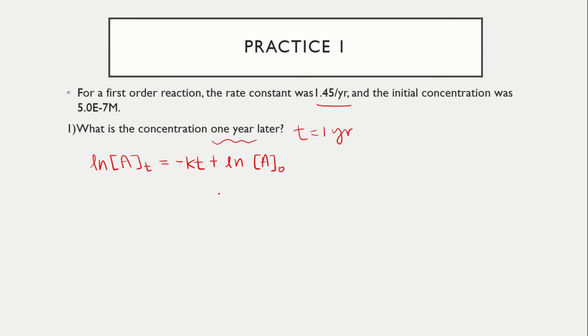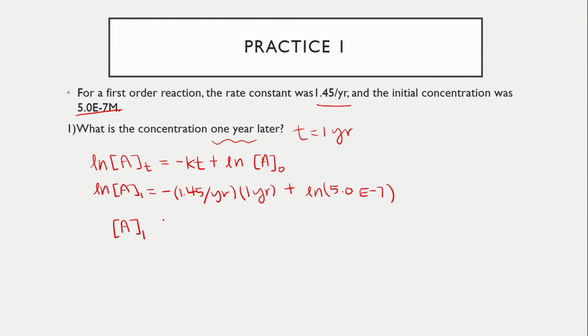And you simply have to plug in the data, which would be negative rate constant 1.45 per year times t, which is 1 year, plus natural log initial concentration, which was 5.0 e to the negative 7. And then, in order to find the concentration at time t, 1 year, you have to put all this value into the exponent of e.